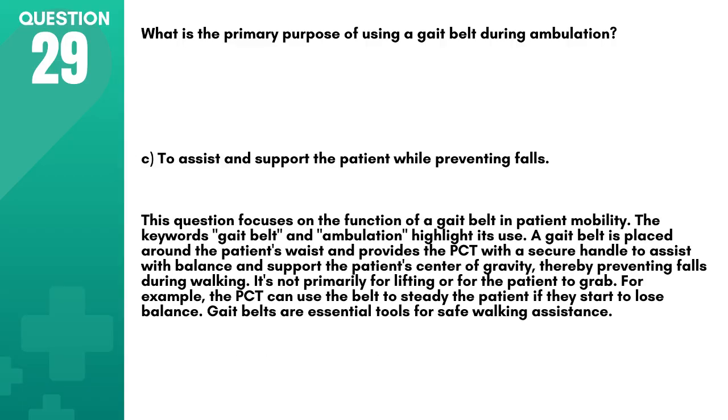Answer: C. To assist and support the patient while preventing falls. This question focuses on the function of a gait belt in patient mobility. The keywords gait belt and ambulation highlight its use. A gait belt is placed around the patient's waist and provides the PCT with a secure handle to assist with balance and support the patient's center of gravity, thereby preventing falls during walking.